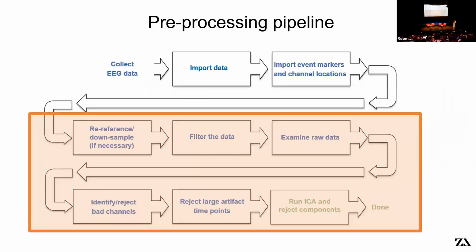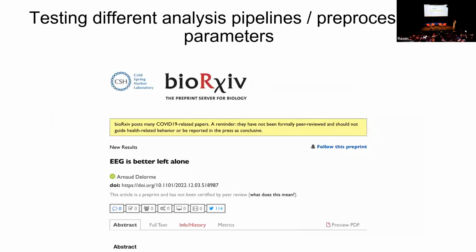Okay, so once we have imported the data, the event markers and channel locations, we usually do a couple of transformations on the data. These pre-processing pipelines are either developed by people out of their own experience or through recommendations, for example from your own lab or from other people. But it's good to have some kind of objective measures as well, like what kind of pre-processing parameters you want to use.